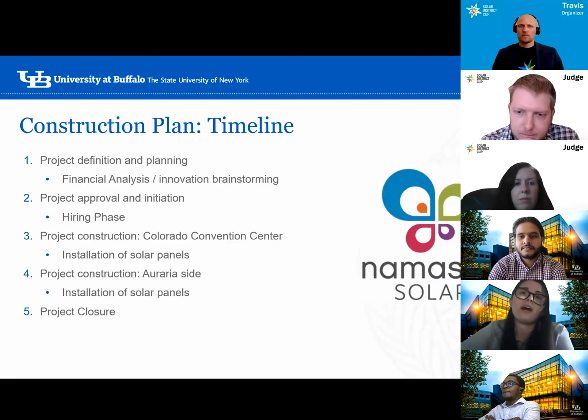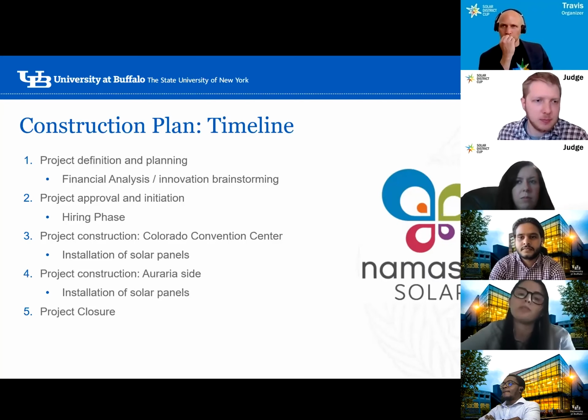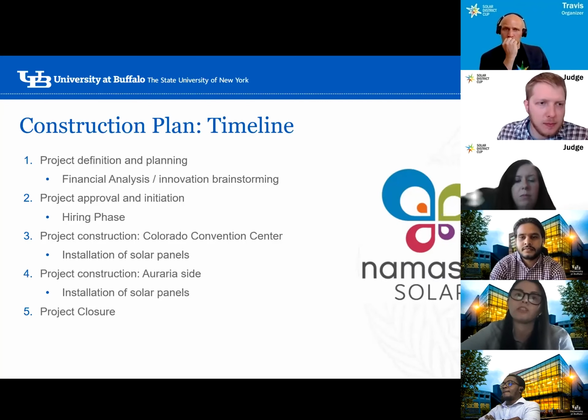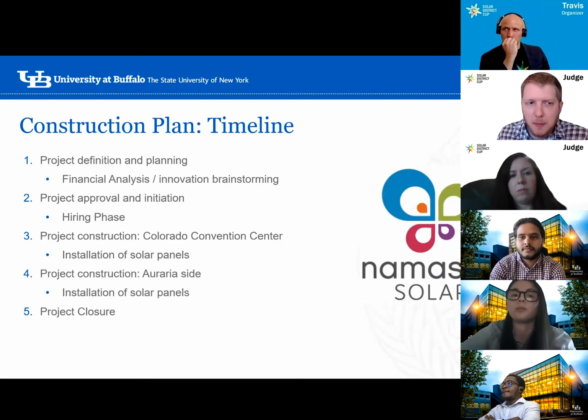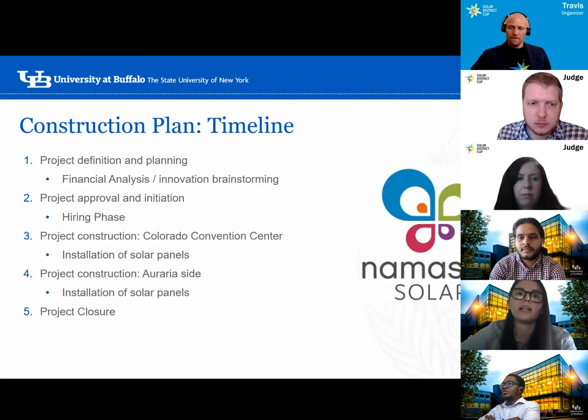And then here we have a rough outline of our proposed timeline. So we've basically done the entire project definition and planning phase. So we would be moving on to the project approval and initiation phase, which does include acquiring those permits that we talked about, as well as hiring a solar installation company. The permitting will take about a month to complete. And then for hiring, we will be recommending Namaste Solar to install the solar PV systems because they have worked with the Auraria Higher Education Center previously.